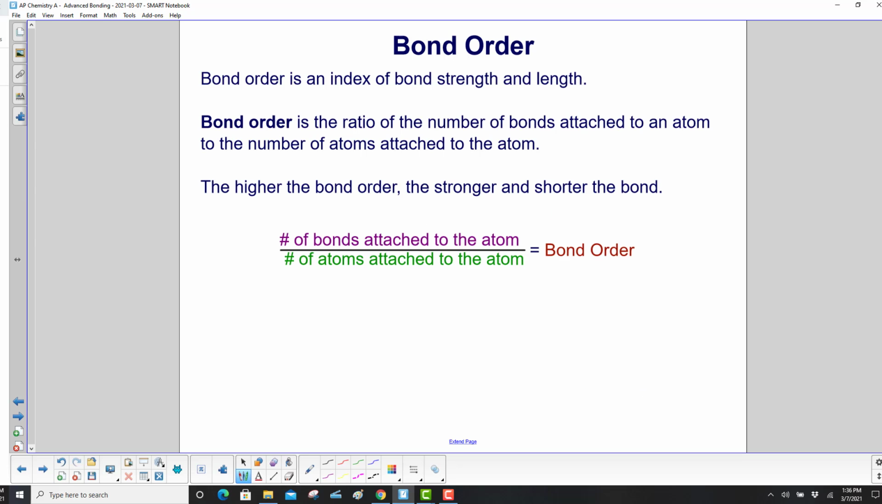Bond order. Bond order is an index of bond strength and length. It is the ratio of the number of bonds attached to an atom to the number of atoms attached to the atom. The higher the bond order, the stronger and shorter the bond. So we have a little equation here: number of bonds attached to the atom divided by the number of atoms attached to the atom.